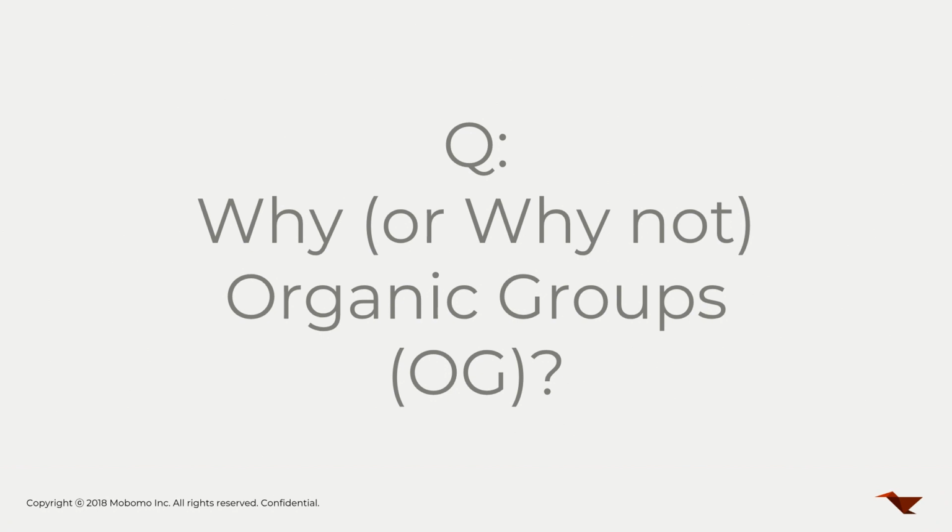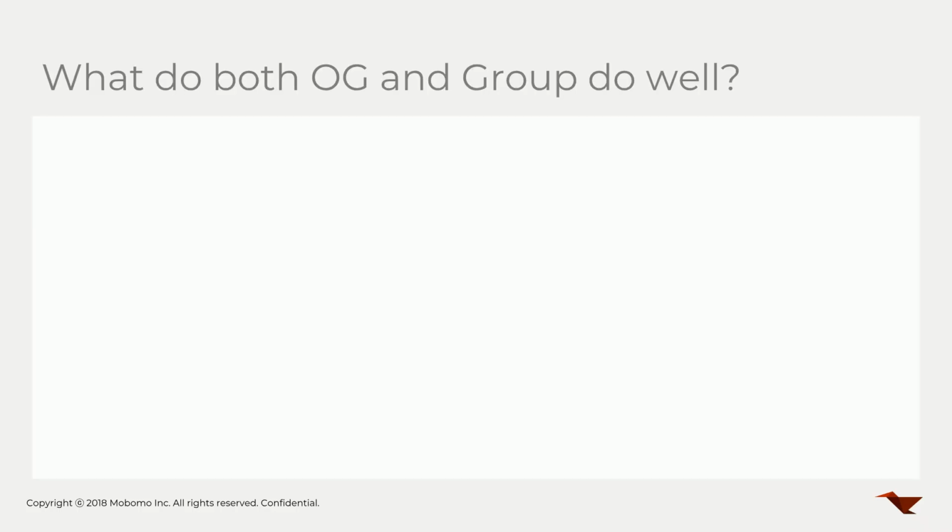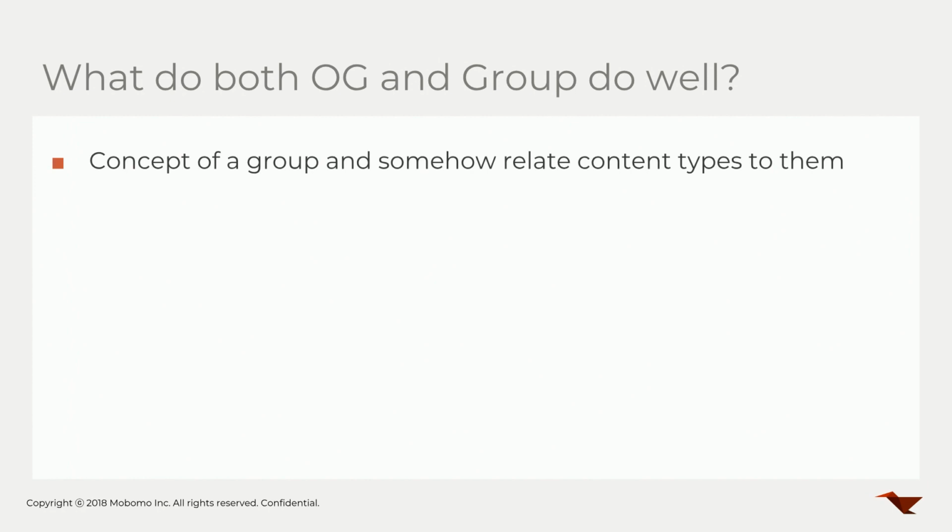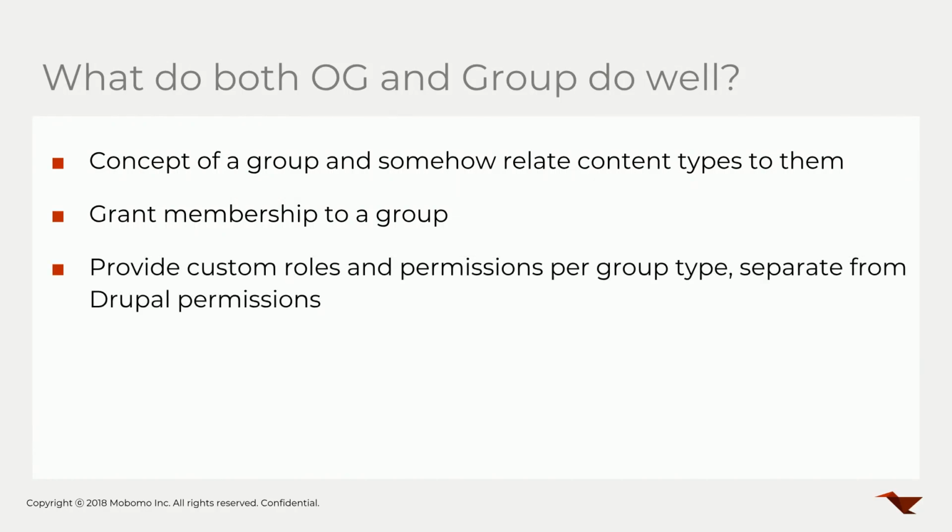So why or why not organic groups? We'll do a quick pro-con comparison of the D7 and D8 options. Both of these modules do several things well. They have this concept of a group, which you need for a lot of scenarios when you're building a Drupal site: how content relates to that group, building those relationships, etc. Both options also have the concept of membership in a group, so you have people and roles and permissions and all that kind of stuff that comes with membership in a group.